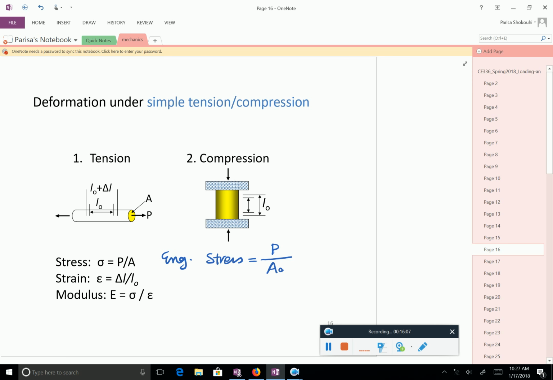And what would be the strain? You've seen the definition in mechanics of materials before. Change of length over the original length. So a strain is a unitless quantity. It's the relative change in length. So you see, if you go from L0 to L0 plus delta L, the change in length is delta L.